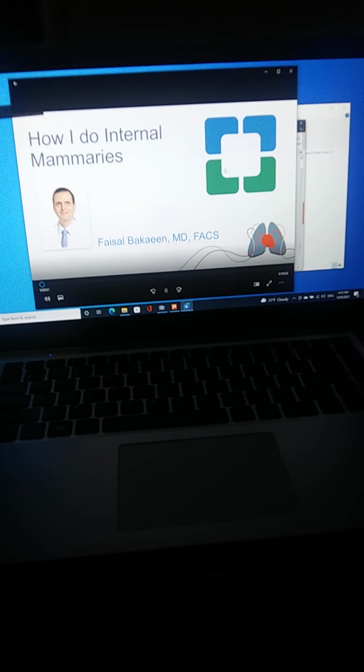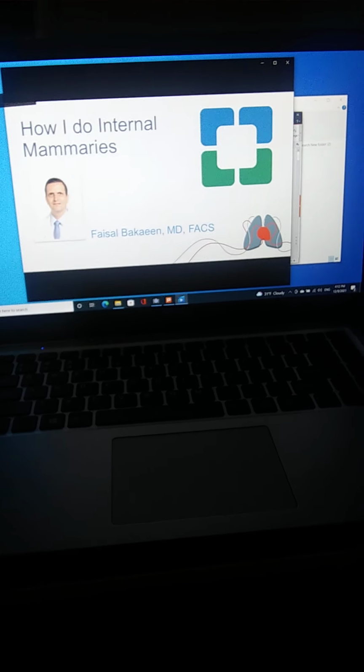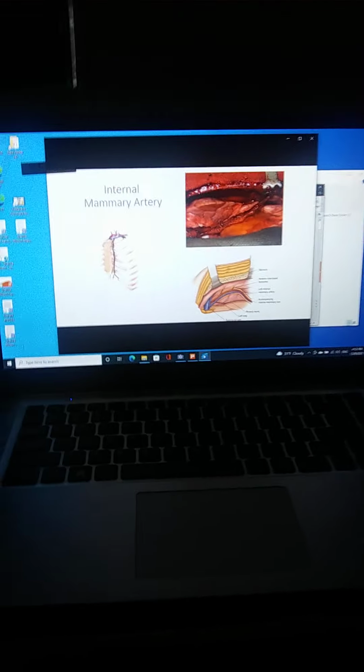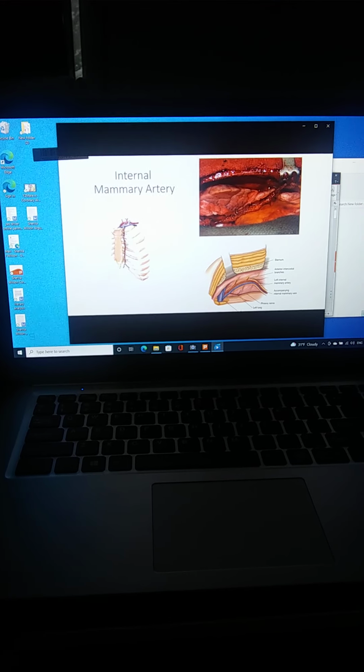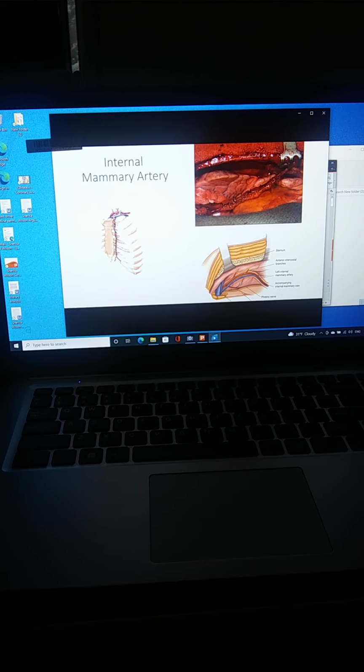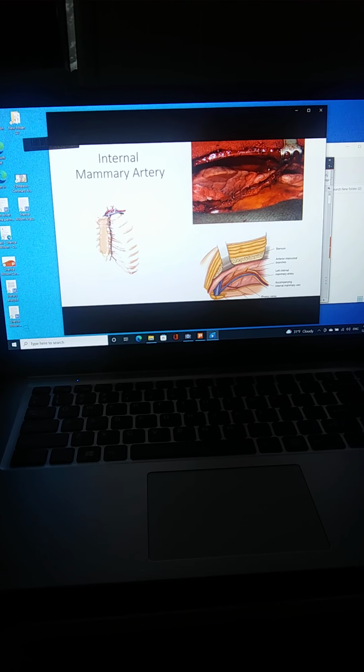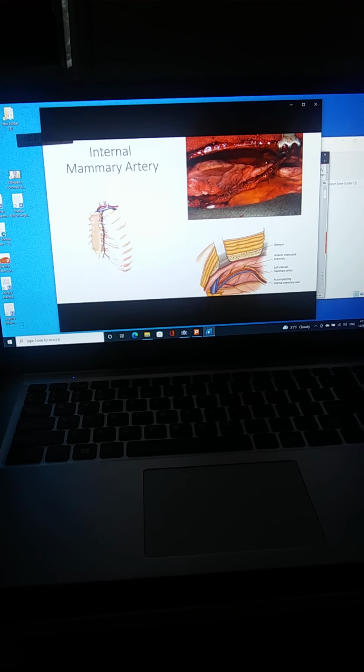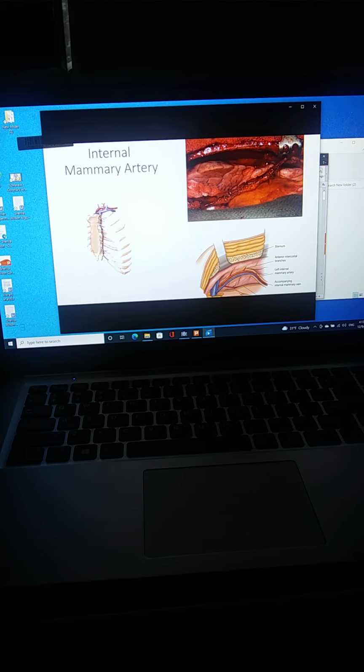The mammary artery has been used in coronary revascularization for years, starting in the 50s as part of the Vineberg procedure, in which the mammary artery was implanted directly into the myocardium.